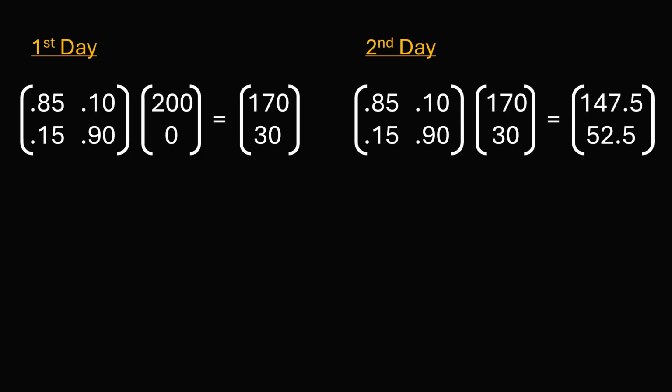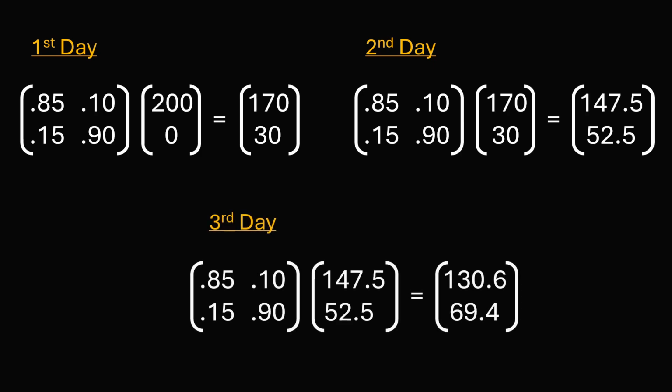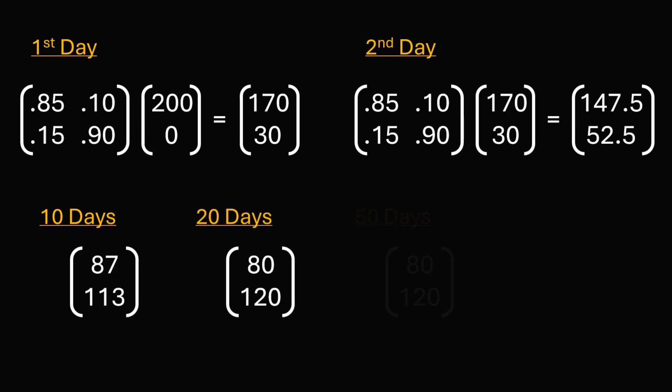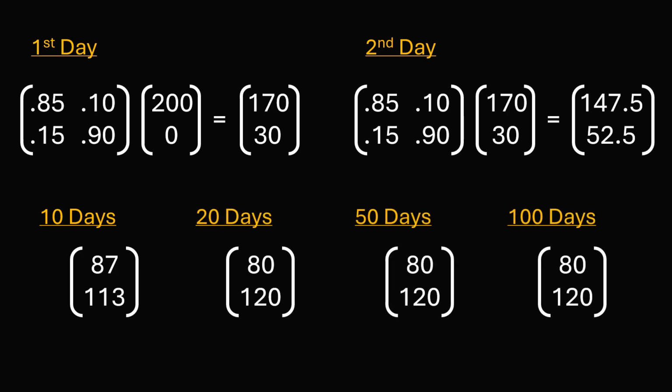In real life though, the rate of infection will decrease with a combination of increased medication, vaccines, and people developing natural immunity. But for our understanding of how matrices work, we will assume that the rate of infection remains the same. So I've calculated the population till day 100, and I see that on day 10 there are 87 healthy people and 113 infected people. On day 20 it is 80 healthy and 120 infected. And I keep on calculating it further and further. What I found was that on day 50 it is still 80 healthy and 120 infected. And even on day 100 it is still 80 and 120 infected.